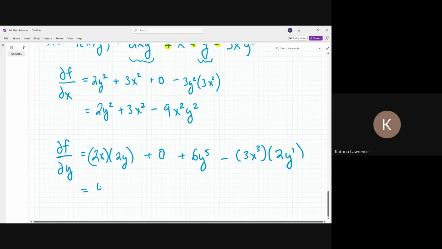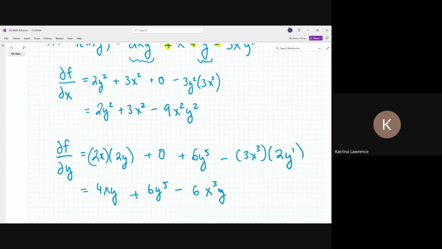So we can simplify this a bit here. We've got 4xy plus 6y to the power of 5, and then minus 6x cubed y. And that is the partial derivative with respect to y.